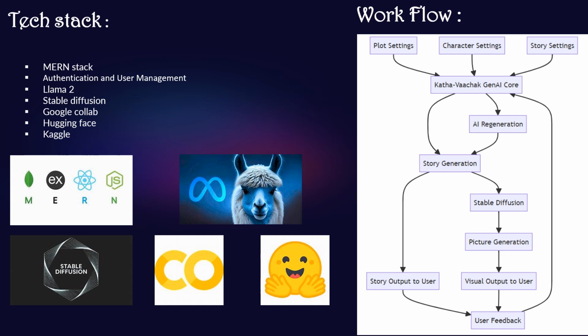Stable Diffusion for image generation. Stable Diffusion is a deep learning model used for generating high quality images from textual descriptions. In Katha Vaachak it can enhance the storytelling experience by creating visuals that accompany generated stories.